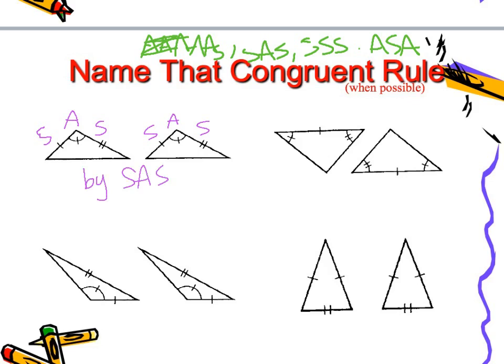Okay, example 2 here, let's see what we got marked. We have an angle, a side, and an angle. Same thing down here, angle, side, angle. So these are congruent by ASA.